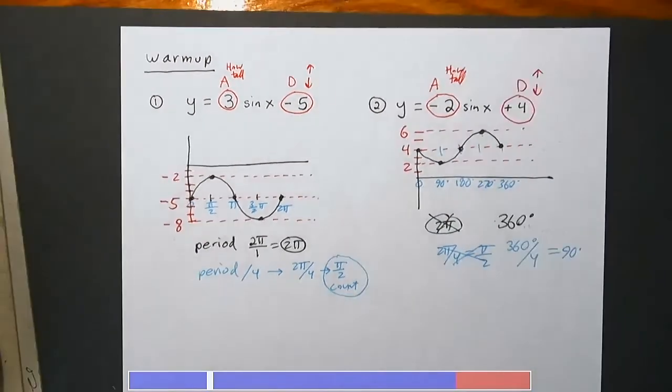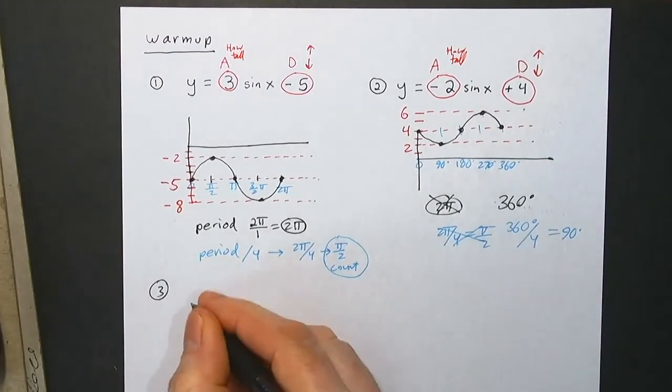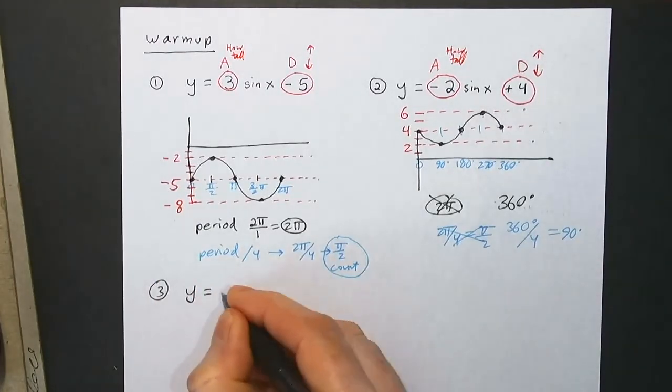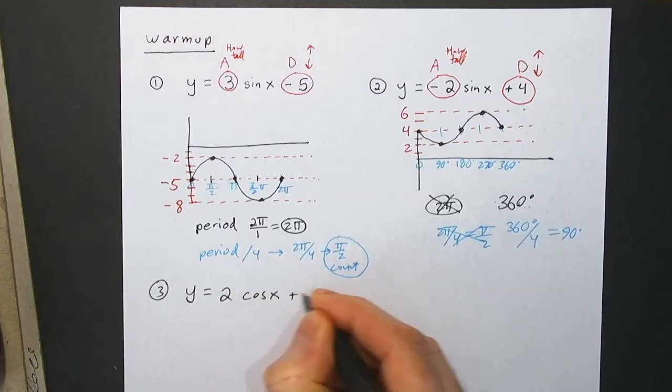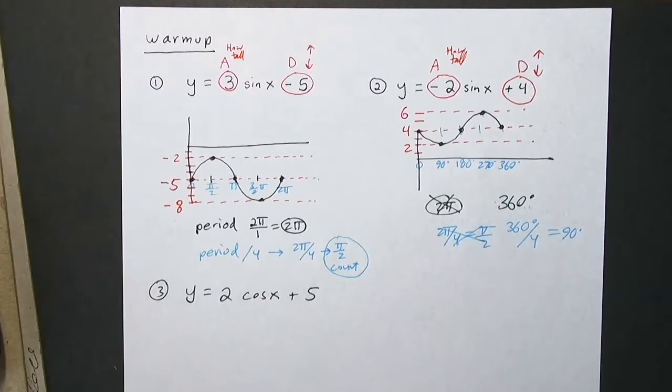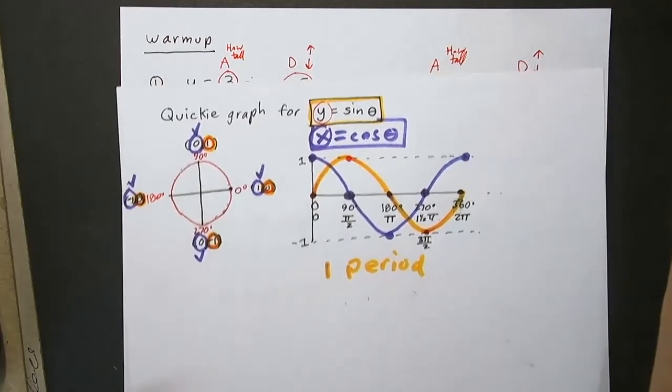Do you remember how to do cosine? How about this? 2 cosine x plus 5. Here's a little refresher on cosine. Exactly like the sine.